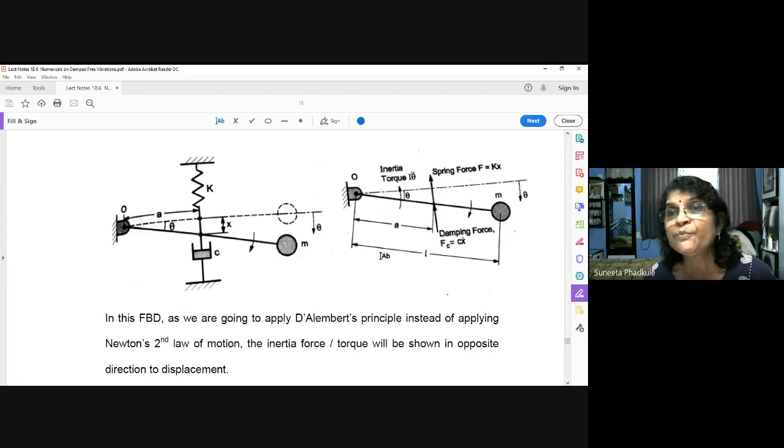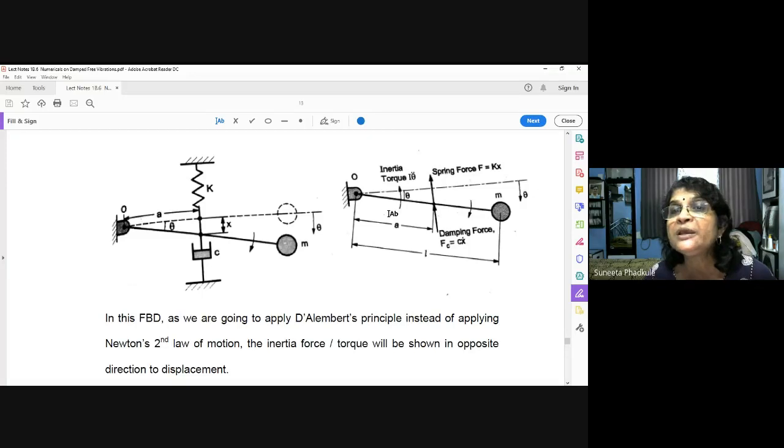Because you want to bring this system into the equilibrium position, the static position. So inertia torque plus all the remaining torques must be equal to 0. That means I apply inertia torque in the opposite direction of the motion, so that the torques created by the spring force and damping force sum to 0.